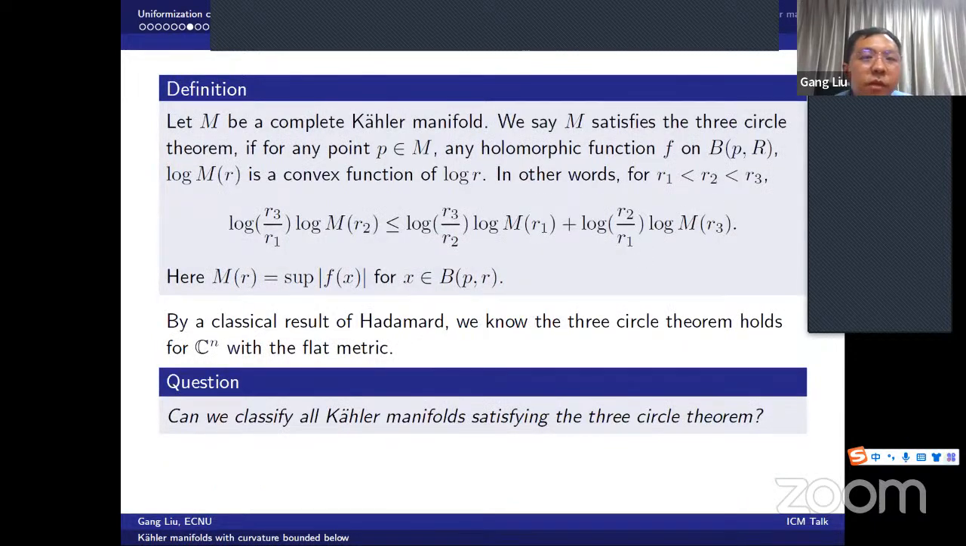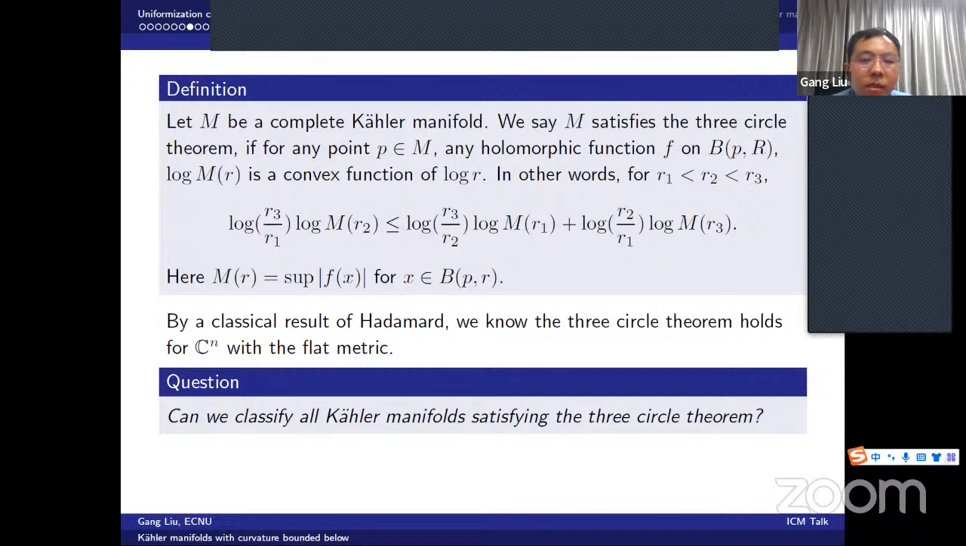So the definition. We assume M is a complete Kähler manifold. Then we say M satisfies the three-circle theorem if for any point p on M and any holomorphic function f on the geodesic ball B(p,R), log M(r) is convex in log r. In other words, the following inequality holds, where M(r) is the supremum of |f| over this ball. By a classical result of Hadamard, we know that the three-circle theorem holds for C^n.